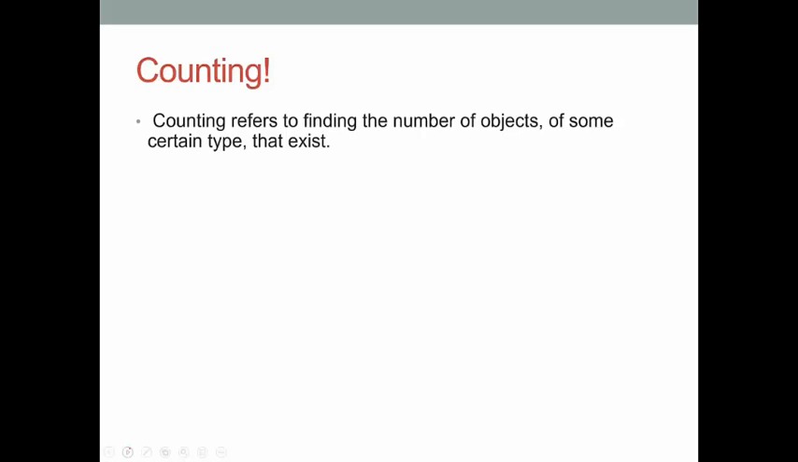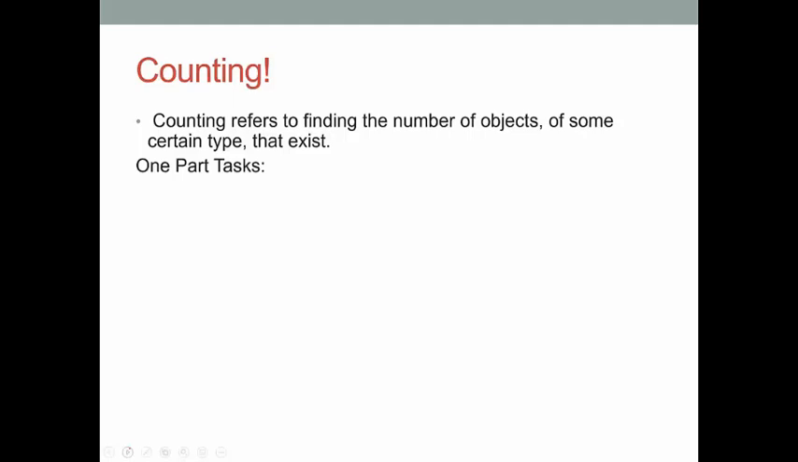In this video, we're going to talk about counting methods, counting by systematic listing for 1-part and 2-part tasks. So first, let's just talk about counting. Counting refers to finding the number of objects of some certain type that exist. It can be very simple, from how many people are sitting in the room that you're in, to more complex, like how many ways can you get 2 of a kind and 3 of a kind in a 5-card hand of poker. There are different types of counting things.